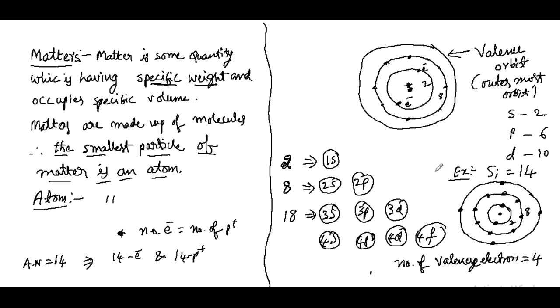Now here I explained the basic atom structure, the maximum capacity of each orbit, and what a valence orbit is. The valence orbit is nothing but the outermost orbit, and what are valence electrons? The outermost orbit electrons are called valence electrons. So please take this note now.